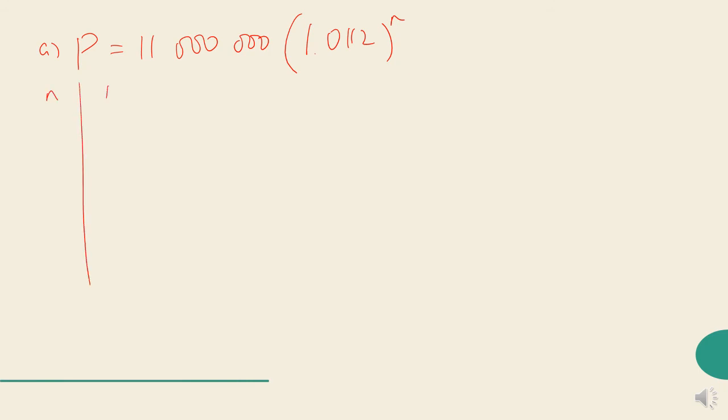So our solutions. I'm just going to rewrite the equation so I have it here. So P equals, and I think it was 11 million, and then it was 1.0112 to the exponent n. So the first thing I want you to do is make a table of values. So, I said use n, p, and go from 0 to 40, but go up by tens. So 0, 10, 20, 30, 40.